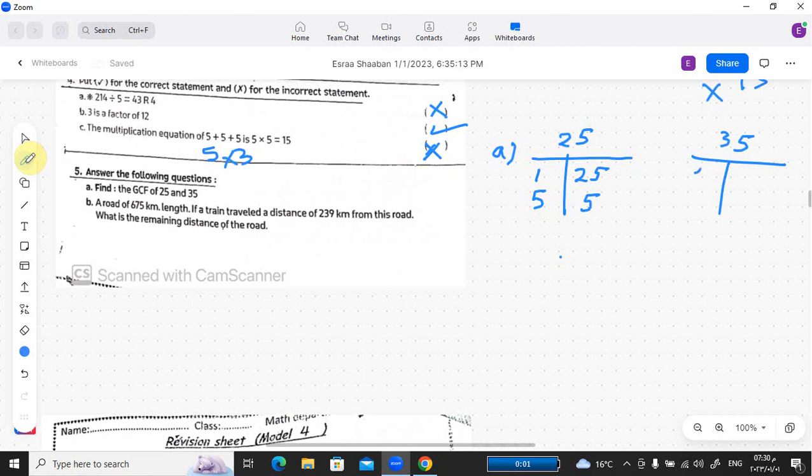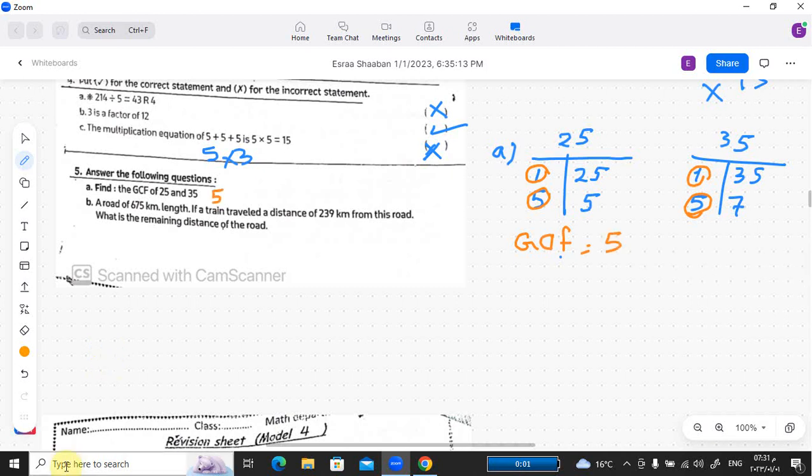35 is 1 times 35. And 5 times 7. If I search all the numbers, I can't find anything. So the common factors are 1 and 5. But the greatest common factor, the biggest one, is 5.